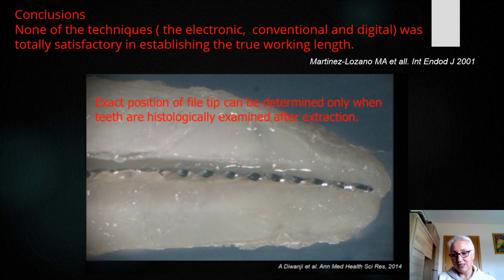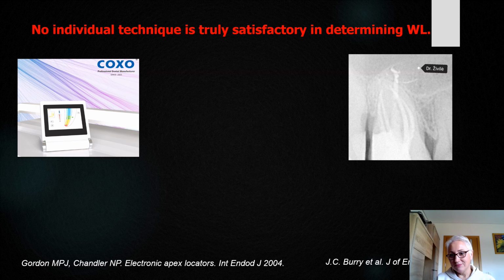And when my patient asks me about some guarantees, I say, okay, I cannot give you any guarantees, because I don't have an exact method for working length determination. It is not enough to have one, even two are not enough. Of course, the best one is to extract the tooth and check it, but then no endodontic treatment is needed after that. So no individual technique is truly satisfactory in determining working length. So it's very important to have an apex locator.